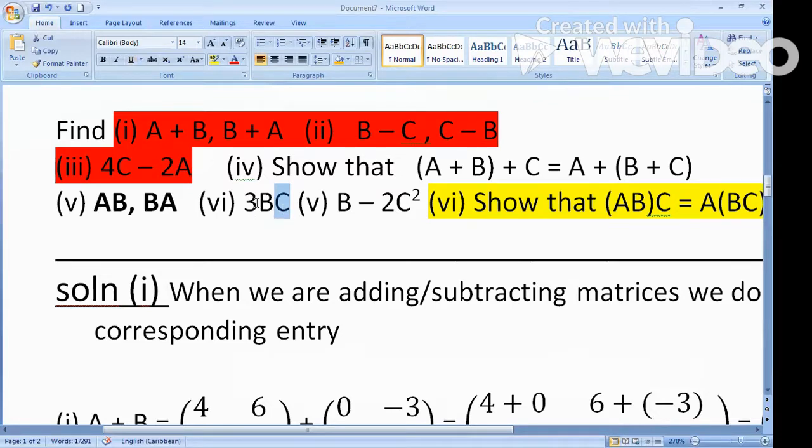Or 3 times everything in C, and then you multiply B times that. Or to me, this is actually easier: just multiply B times C, and then multiply everything by 3. But this is what you should not do. Listen carefully. Don't say 3 times everything in B and 3 times everything in C, and then multiply it together. Don't do that. That's wrong. So you work out B times C and then you multiply it by 3.